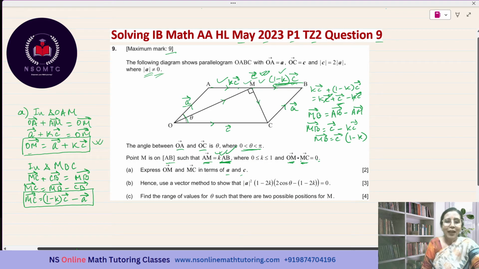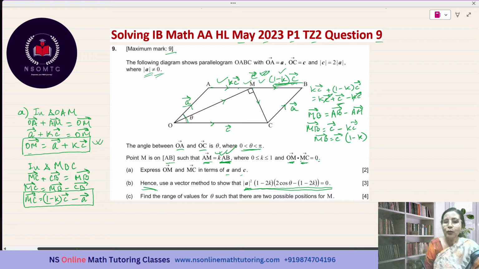Subpart B. Hence, use a vector method to show that the magnitude of the vector A squared times 1 minus 2k times 2 cos theta minus 1 minus 2k is equal to 0. But just by looking at this equation, it is such a weird type of expression. Many students get confused. From where can we come to this type of an equation? Do we have many choices? We do not have many choices.